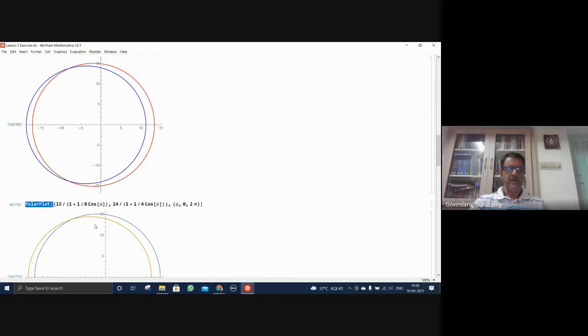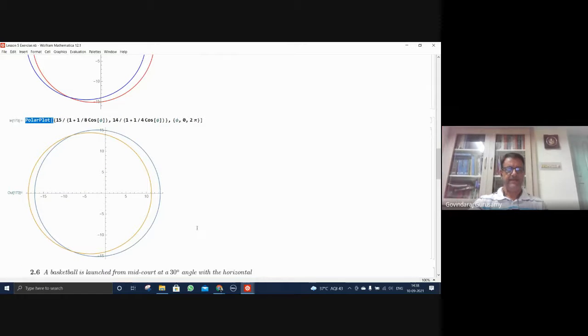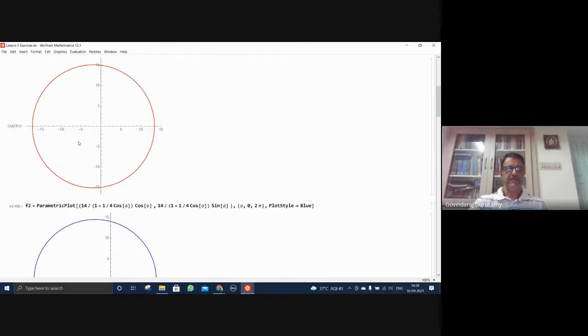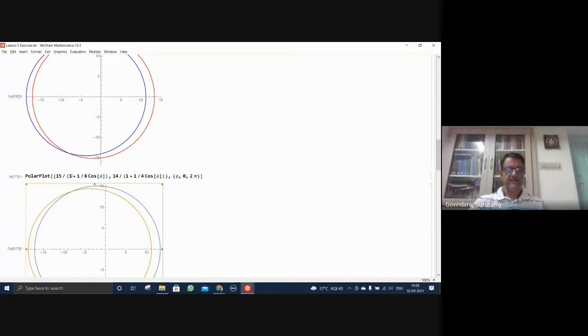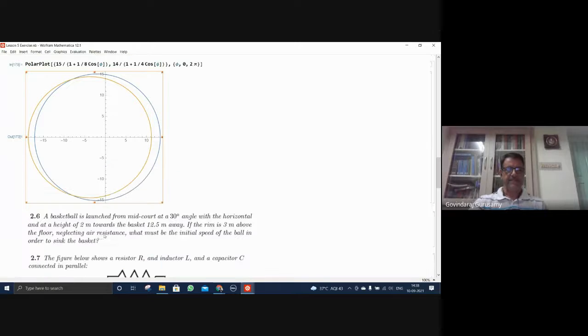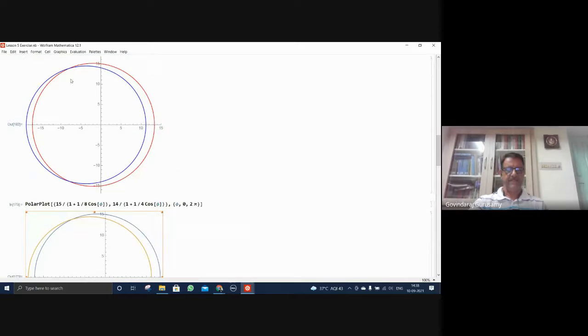This is a polar plot. Hello, this we have not exposed so far. We have been using this parametric plot and plots. Now this is a polar plot. Directly you can take this function and the other function. Now you can see this and this are the same. They're exactly the same.